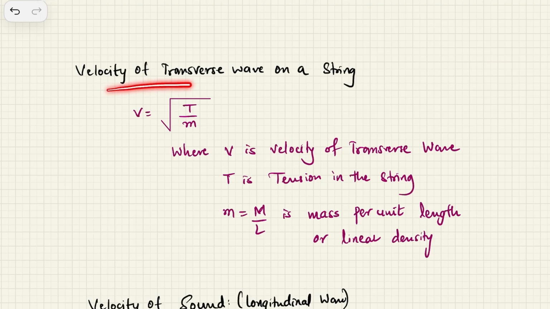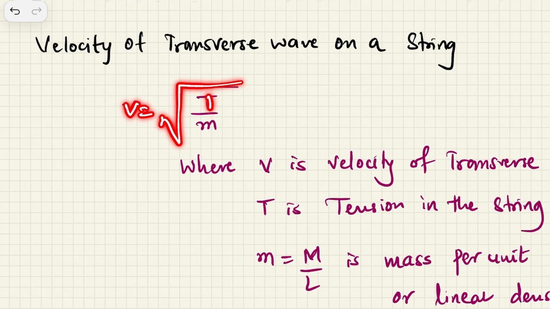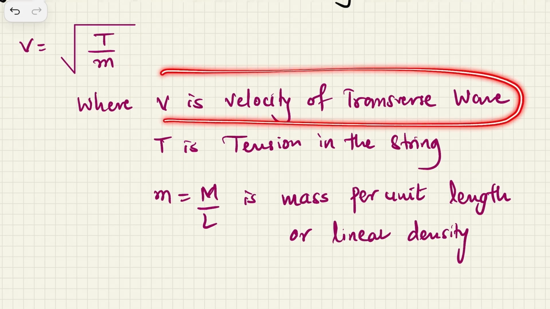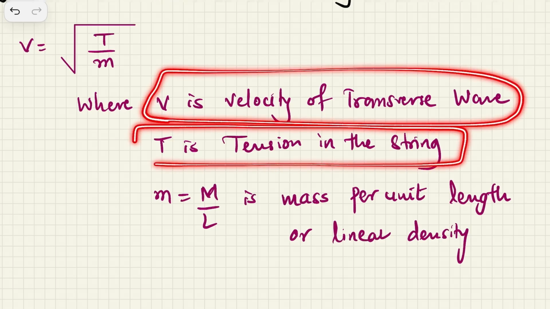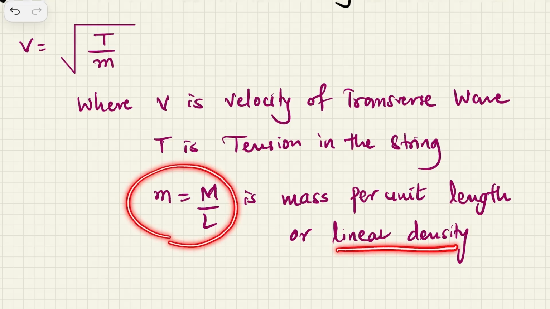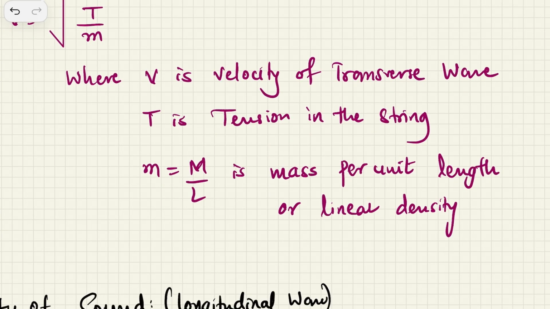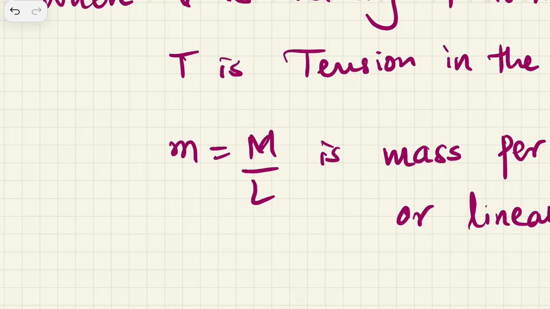So the velocity of a transverse wave on a string is given by v is equal to the square root of T by m, where v is the velocity of the transverse wave, T stands for tension, and m stands for linear density. Now m is sometimes called linear density, or sometimes mass per unit length. So it has two names. In some books you will find that this linear density, or mass per unit length, is written as lambda, and that is perfectly fine. That is also mass per unit length, that is M upon L.